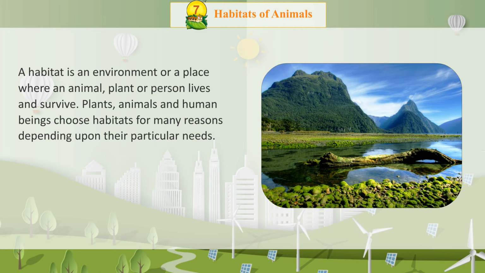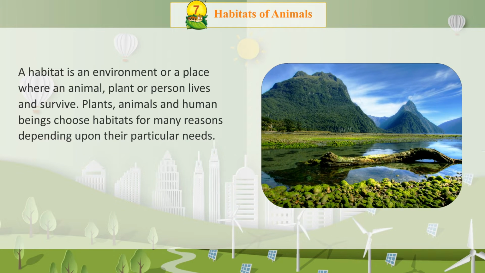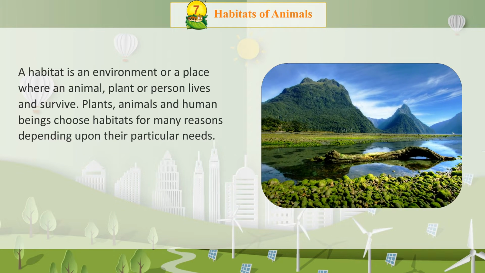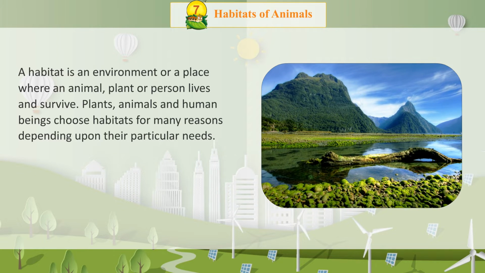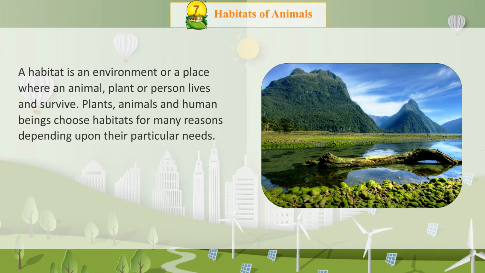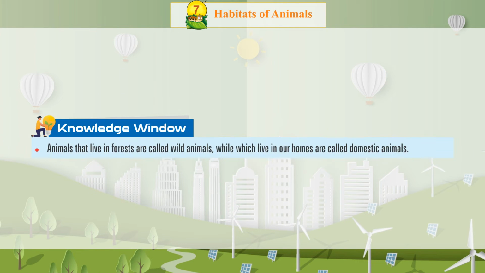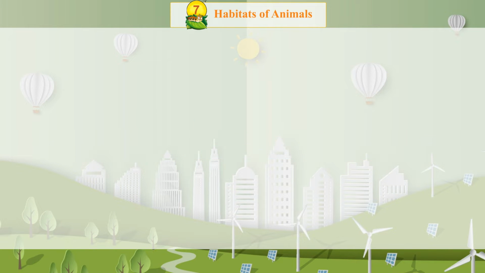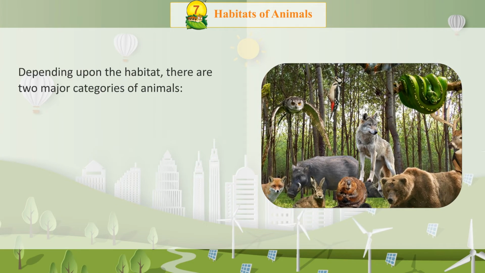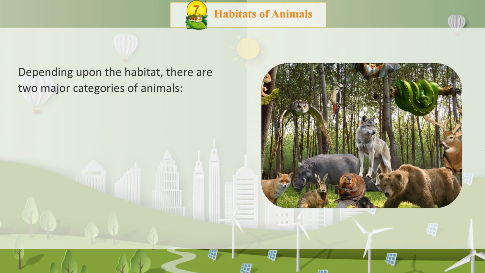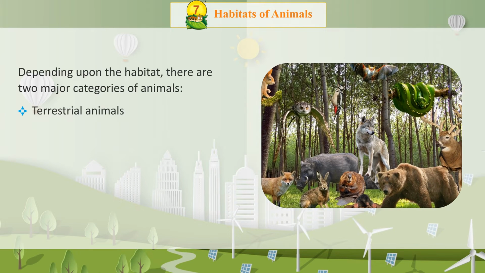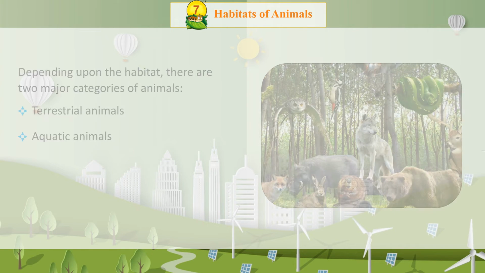A habitat is an environment or a place where an animal, plant, or person lives and survives. Plants, animals, and human beings choose habitats for many reasons depending upon their particular needs. Knowledge window. Animals that live in forests are called wild animals, while those which live in our houses are called domestic animals. Depending upon the habitat, there are two major categories of animals: terrestrial animals and aquatic animals.